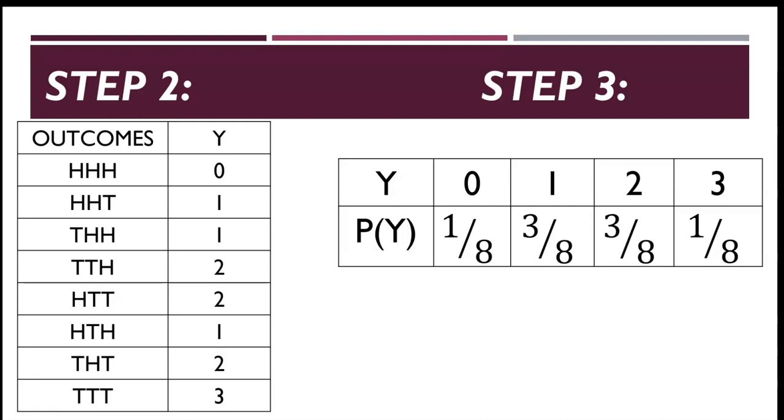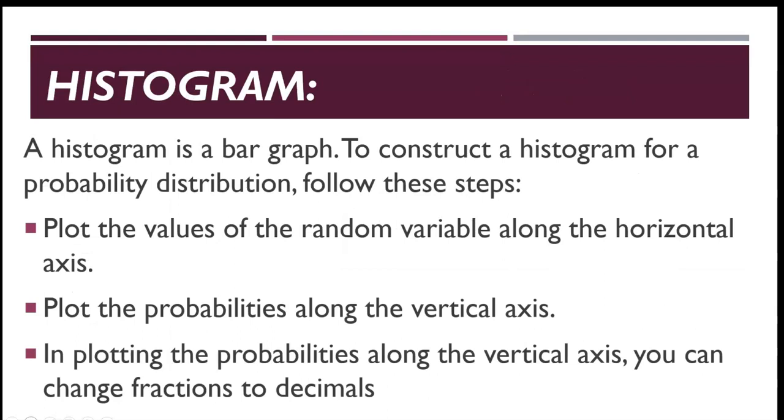Now for the value of y which is 1, we count how many ones there are in the table in step 2. So there are 3 ones. So there are 3 possible values of y out of 8 total outcomes. For the 2, same, we count how many 2's there are, and there are 3 2's, so our probability is 3 out of 8. For the number 3, there's only 1 three in the outcomes in step 2, so the probability is 1 out of 8.